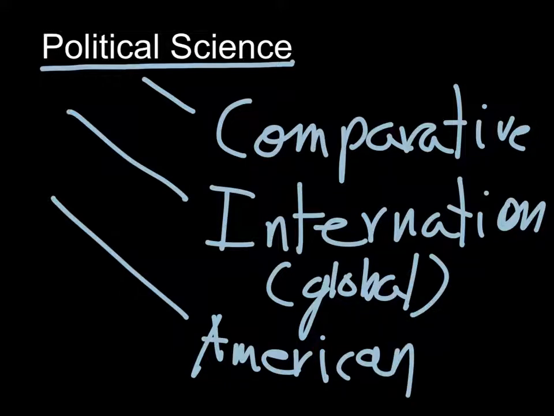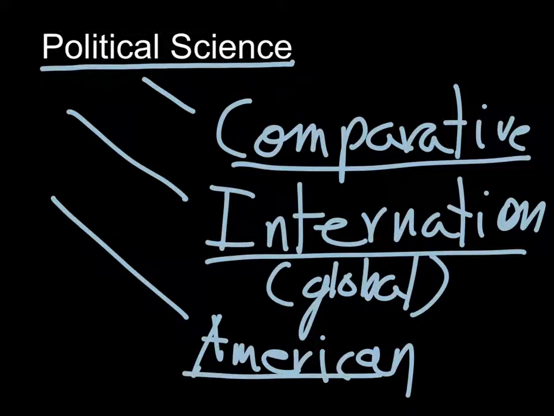And if you take more detailed classes inside of political science, you're going to take a class probably in comparative, international, or American. Or if you want to be a political scientist, you'll actually focus and specialize on some of these areas. So for instance, I have specialties inside of comparative politics and American politics. So what are each of these and what do they cover?